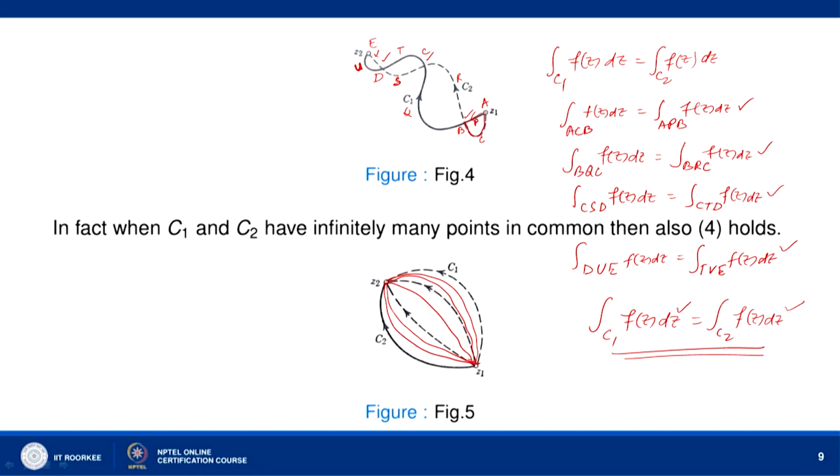By continuous deformation of c 1, which joins z 1 and z 2, we can obtain the curve c 2. So, if you continuously deform the path which joins any two points z 1 and z 2 inside a simply connected domain, the integral of the function does not change. That is what it says.